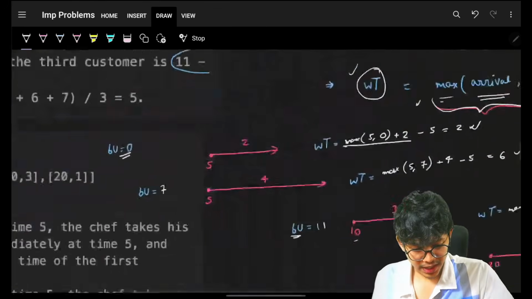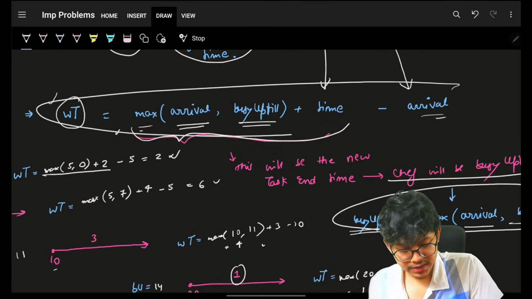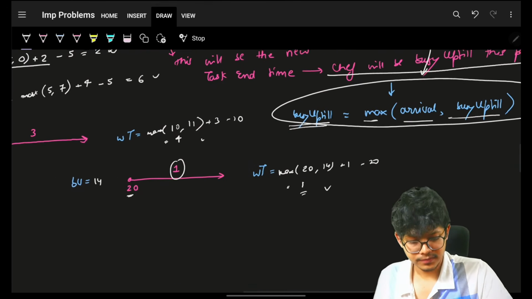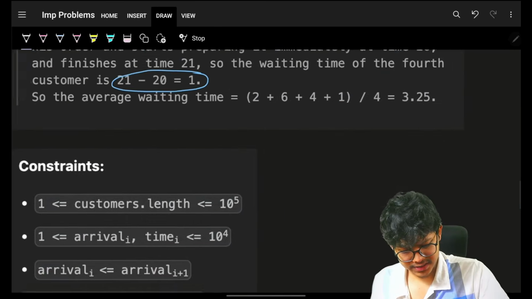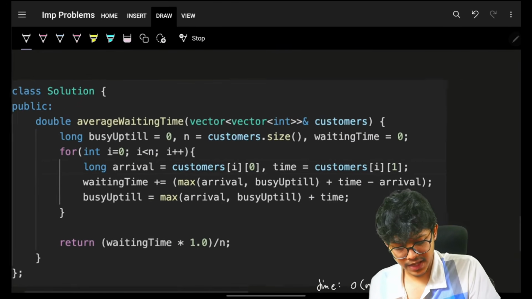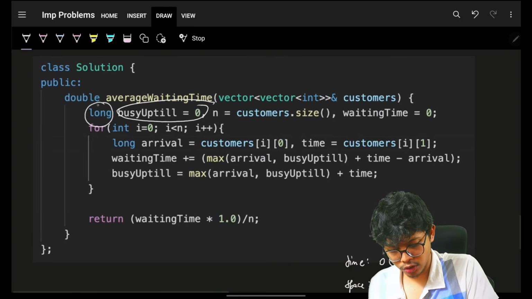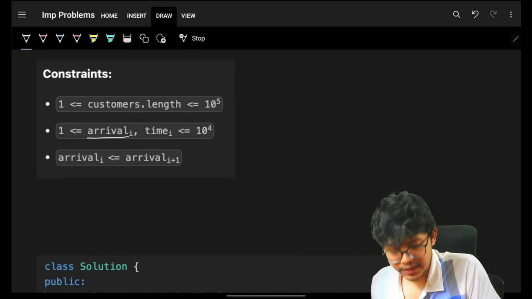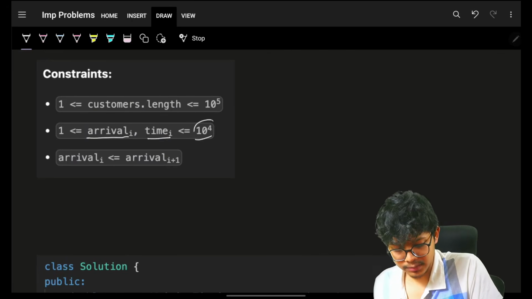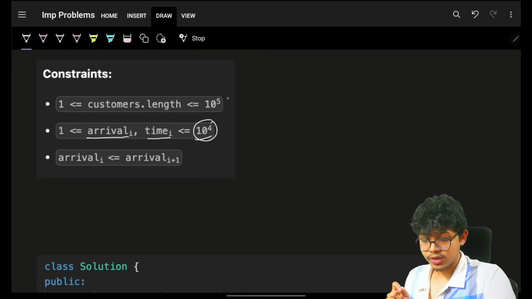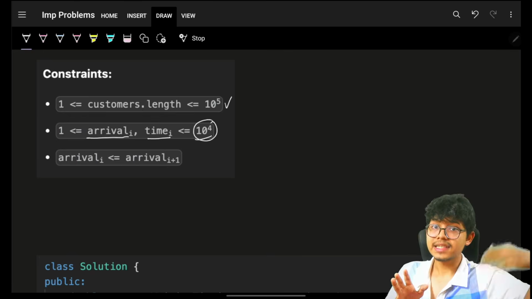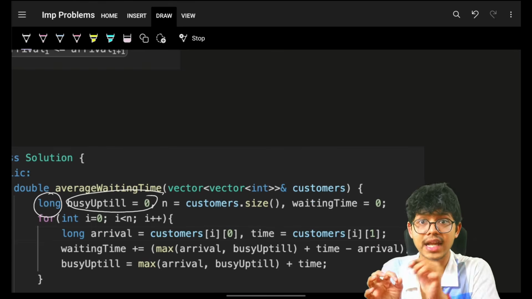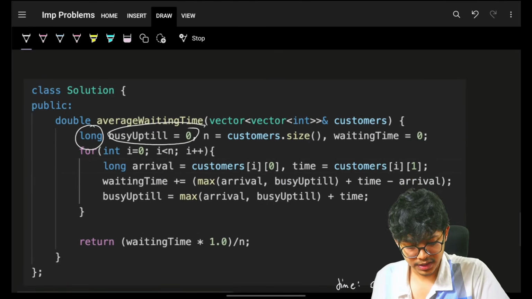That's the code, these 2 lines only. And again, this we simply derived from the actual waiting time. Let's say the code is exactly the same. It simply says that we have busy up till, and we take long, because of arrival time and time, it is 1e4 plus 1e4, it can go up till 1e5. So this can be a large number, because I can have as many gaps as possible.